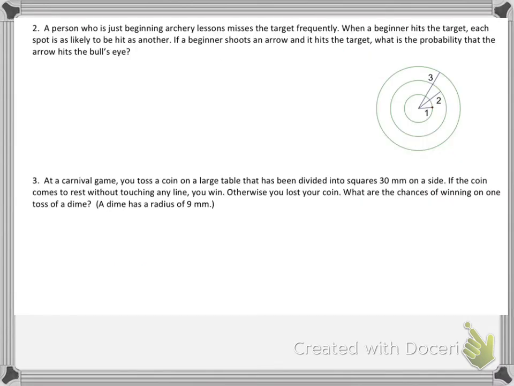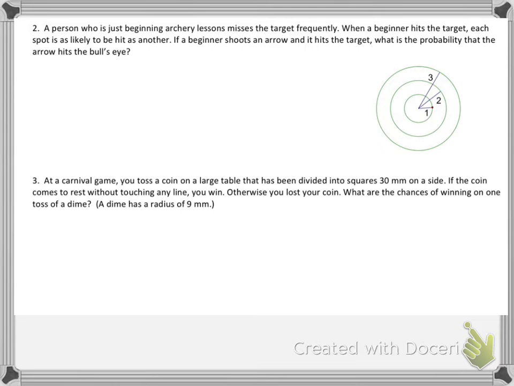The second one, you do have to use some more geometric properties, and ultimately you have what looks to be an archery board of some sort here. A person who's just beginning archery lessons misses the target frequently, but when the beginner hits the target, each spot is as likely to be hit as another. So if the beginner shoots an arrow and it hits somewhere, anywhere on the target, what is the probability that the arrow hits the bullseye?